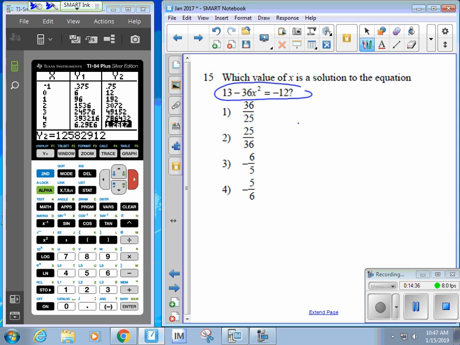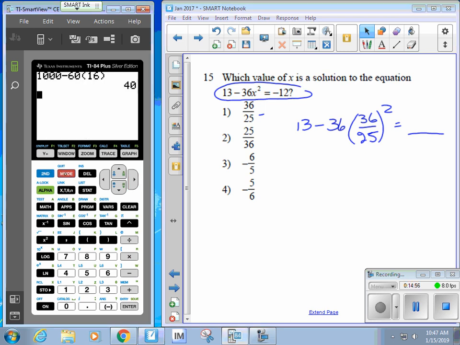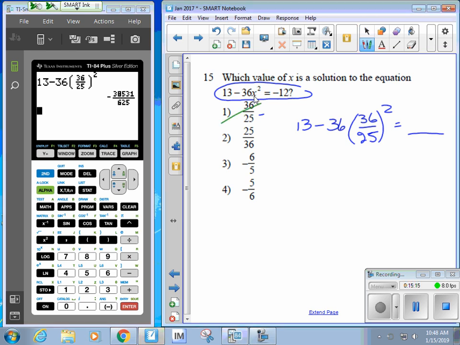So we could type in 13, take away 36 times, and then try an x value. So let's say I do the first one, 36 over 25 squared, and then you press enter and see what it equals. If it equals -12, then that would be the right answer. So go back to your home screen and you just try each one and see which one gives you -12. 13, subtract 36, give yourself a fraction. If it's 36 over 25, finish the parentheses and squared. It doesn't give me -12, so I know choice 1 isn't the right answer. Do you guys want to pick another guess?